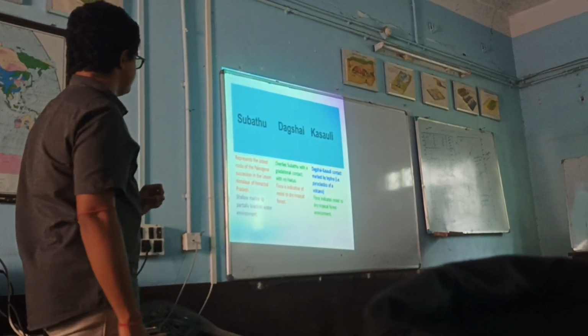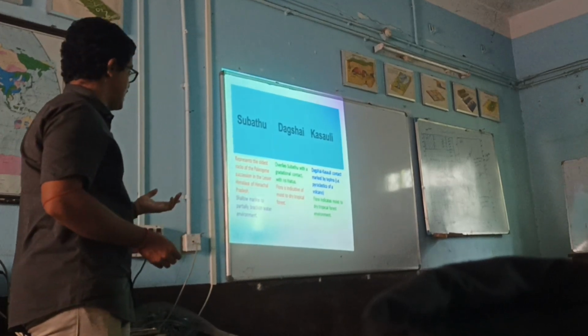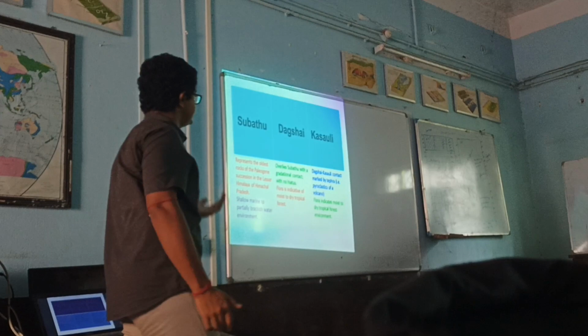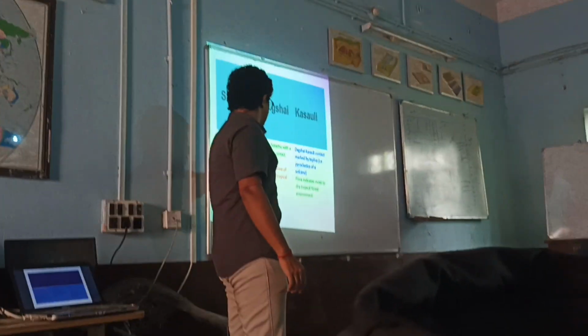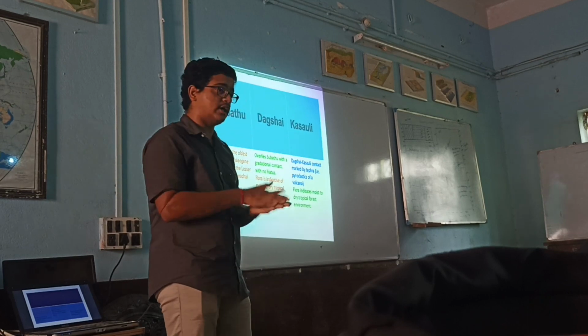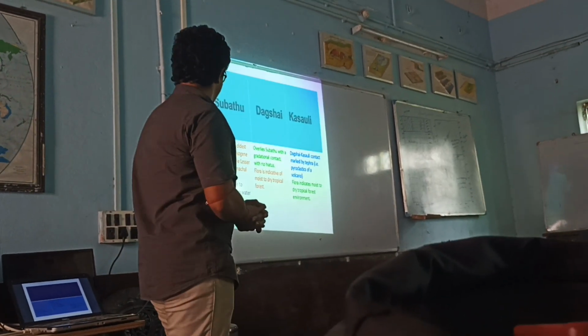Also, the Subathu represents the oldest rocks of the Paleogene succession in the lesser Himalayas of Himachal Pradesh. And Dagshai lies over Subathu with an unconformable contact. But in Kasauli, the Dagshai-Kasauli contact is marked by a tephra or pyroclastics of a volcano.